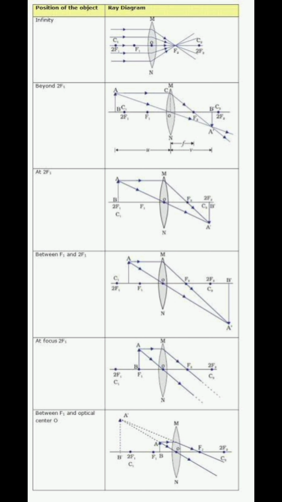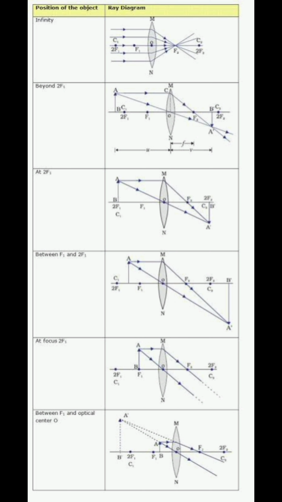Hope you understand. At infinity, you will see a very small, point-sized image, real and inverted. If it is beyond C, small, real and inverted. At C, you get a same-size, real and inverted image. If it is between C and F, it's large, real and inverted. At focus, there will be no image because the rays go parallel. When it is between F and P, you will get a large, virtual and erect image.